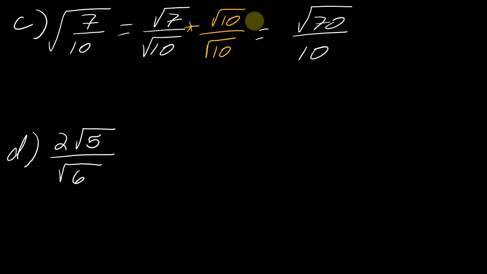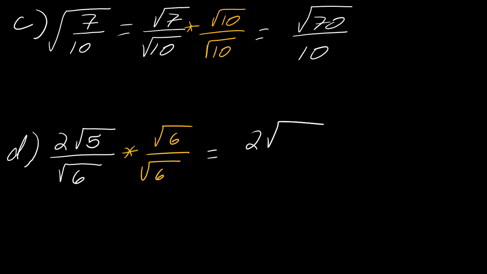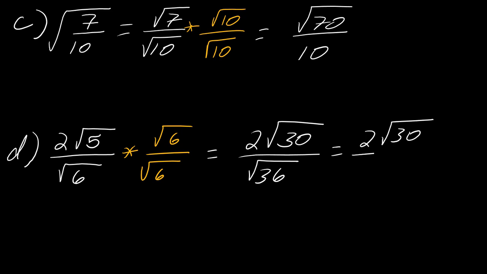And so moving on to D here, I have 2 times the square root of 5 over the square root of 6. So once again, I'm just going to multiply by the square root in the denominator. Multiply this out, so I have 2 times the square root of 30 over the square root of 36, which will of course equal 6.